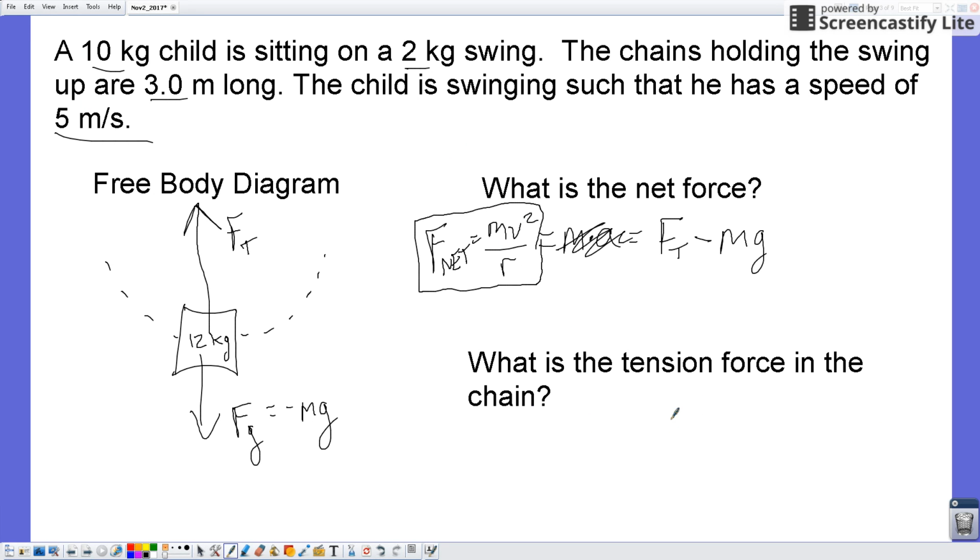What is the tension force in the chain? Here's where this equation comes in handy. Because now I'm going to rearrange it to give me tension force is going to equal mv squared over r minus mg. Sorry, plus mg. Remember, g is positive 10. That's why I had to stick that negative there, because it's going down. All right, the tension force has to cancel out gravity, and on top of that, make it go in a circle.